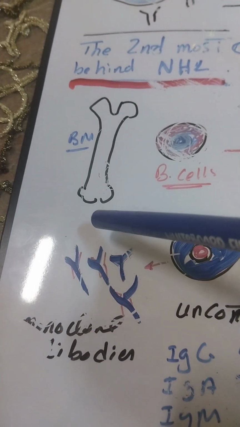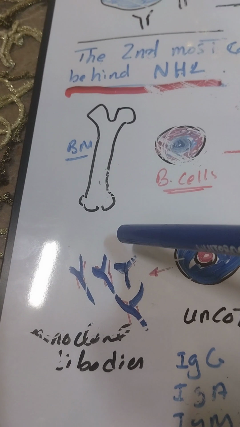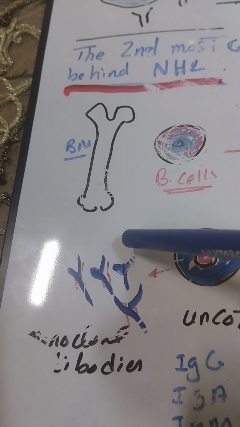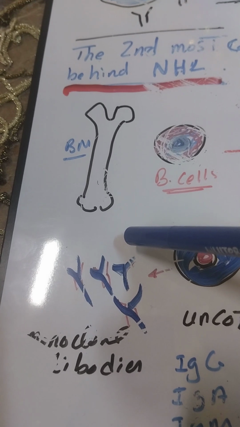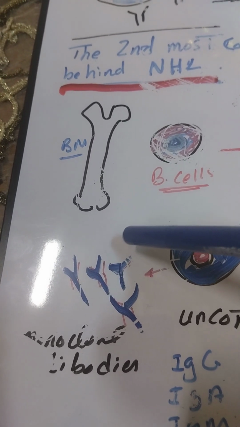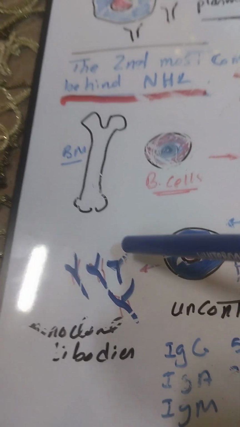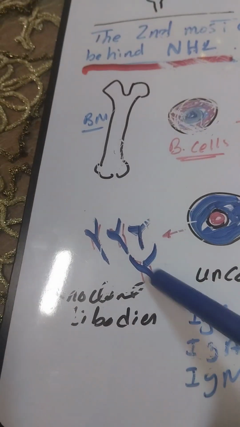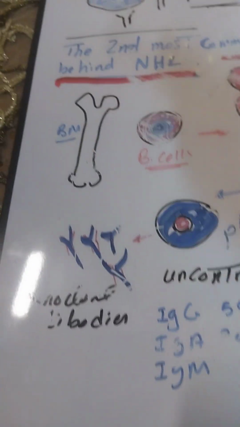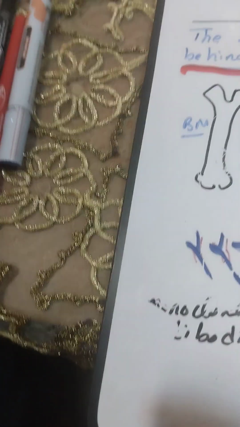What are the types of antibodies? Do you know? Answer me, any medical students in India. It's immunoglobulin G, immunoglobulin A, immunoglobulin M, immunoglobulin E, and immunoglobulin D. These antibodies are called the monoclonal antibodies.